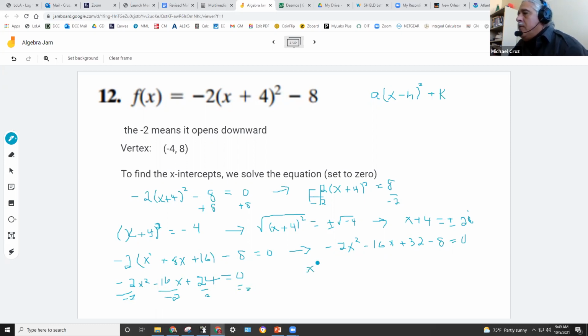So x squared plus 8x plus 12 is equal to 0. All right, let me just do something real quick over here to solve this. Right on the board, let me just see if I can.